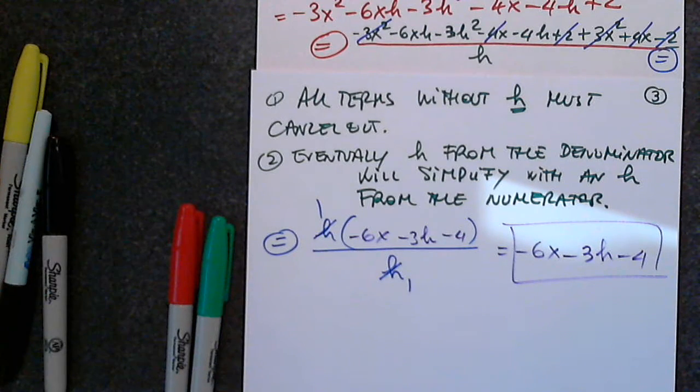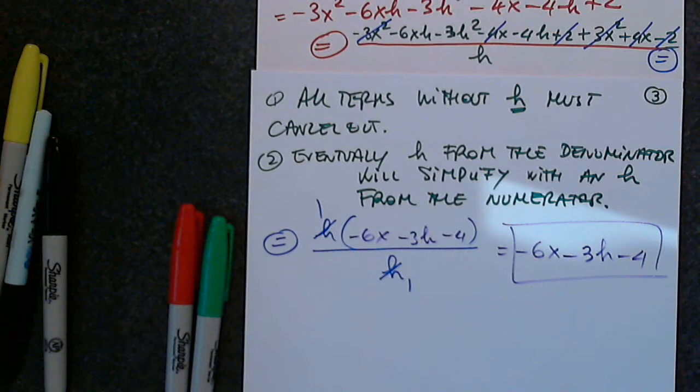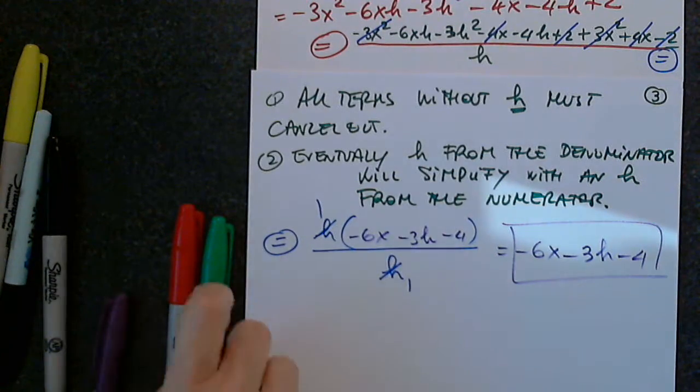Initially it appeared to be very difficult, but I think you got the idea, right? All terms without h must go away. The remaining terms have a common factor of h, and that's how that h in the denominator goes away. Okay, so do you feel like doing another?